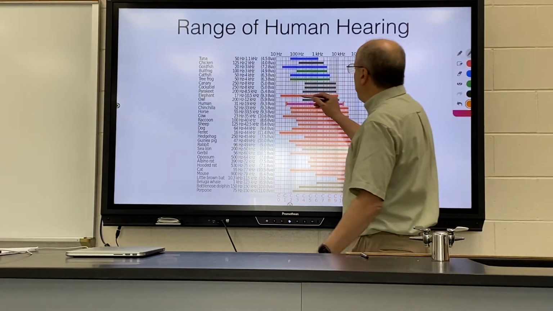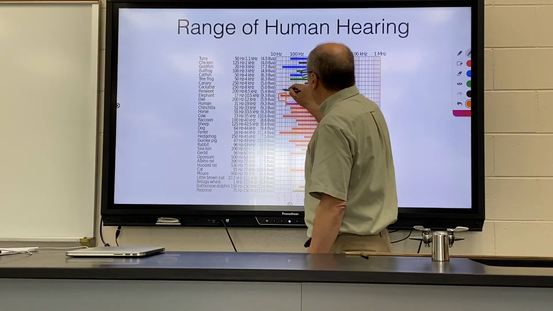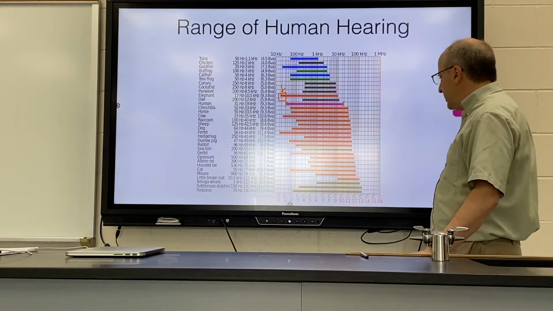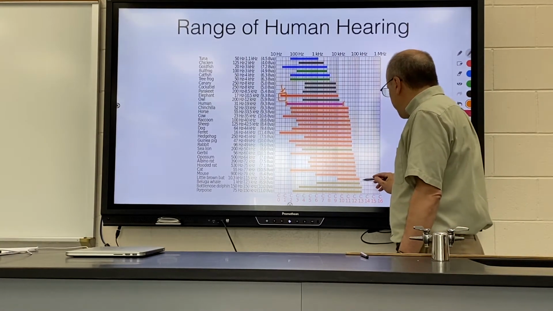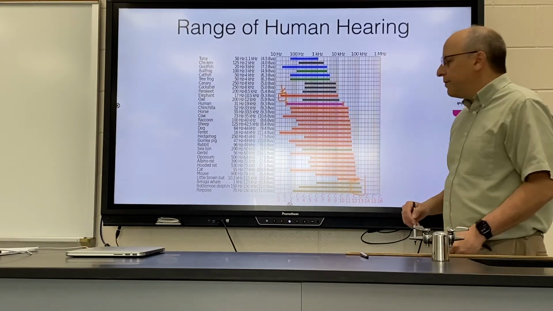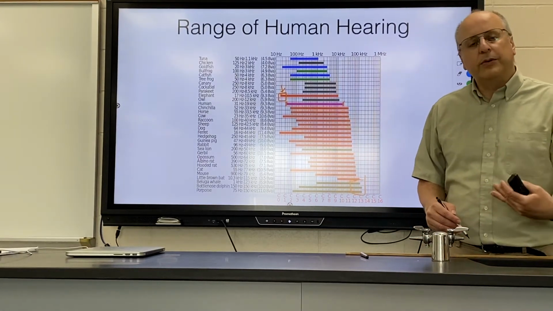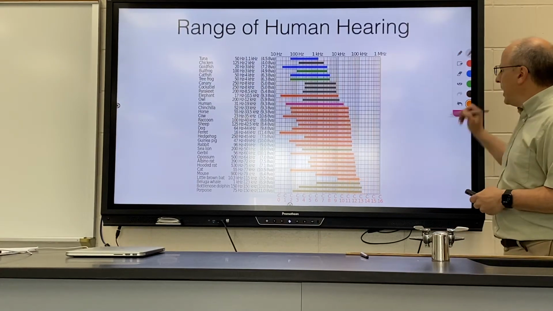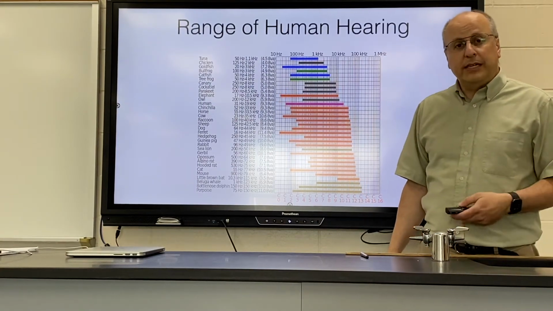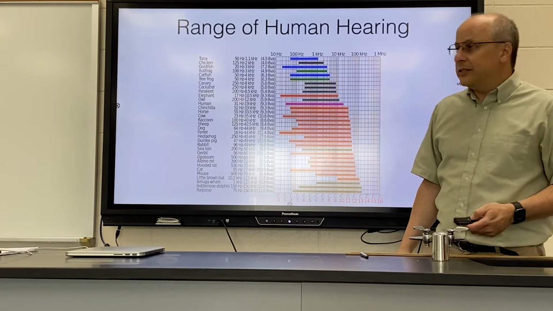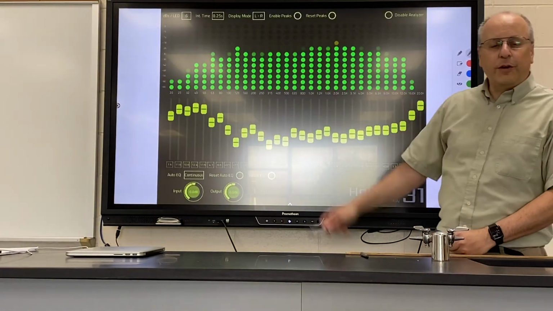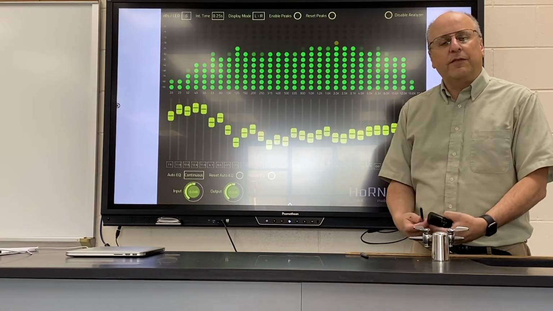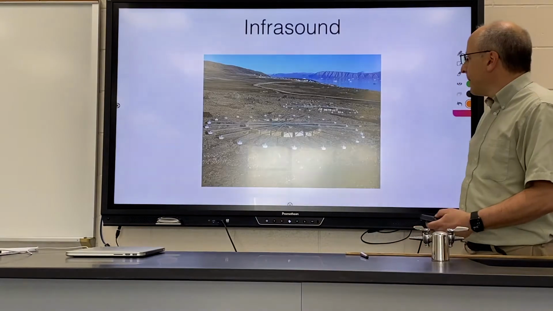You'll notice there are some animals like elephants that can hear frequencies lower than what humans can hear. And there are some animals like dolphins and whales that can hear frequencies higher than what humans can hear. So the range of frequencies is different for different species. This equalizer is for humans. If dolphins were creating an equalizer, they would show a different range of frequencies.